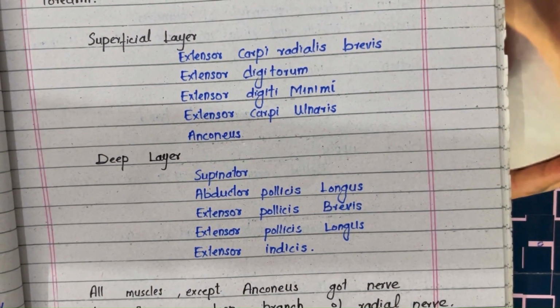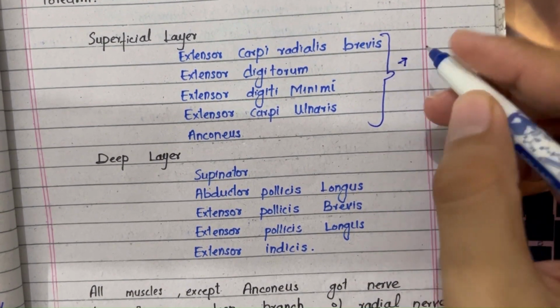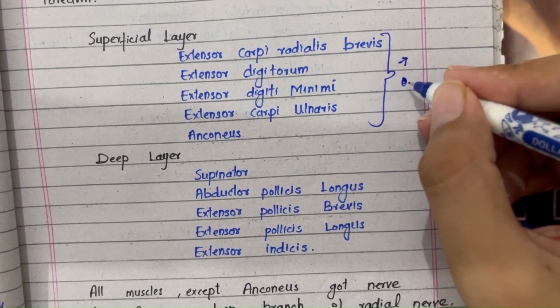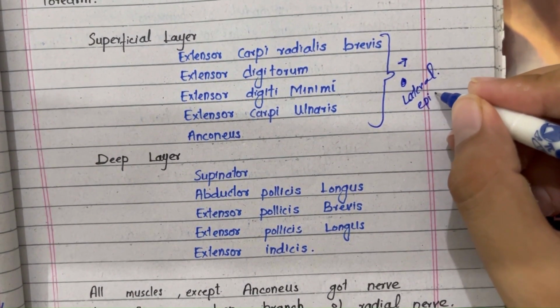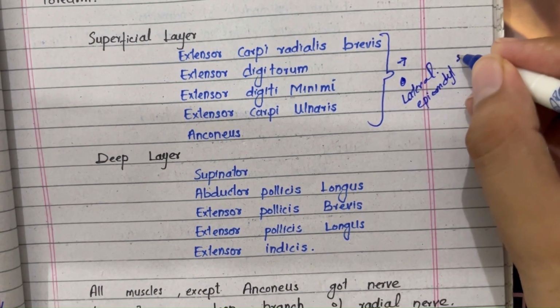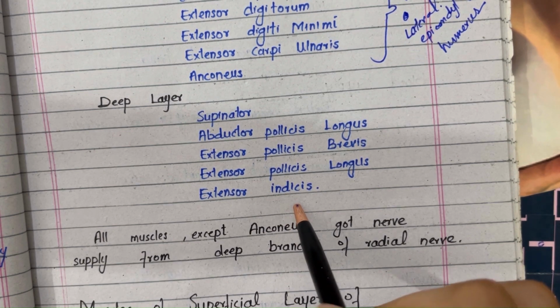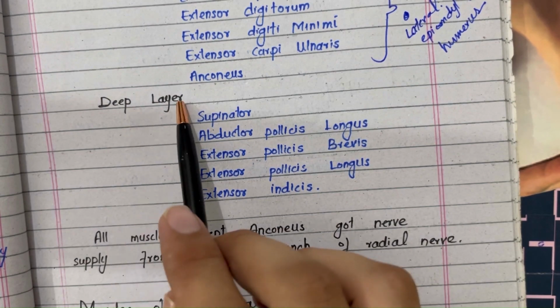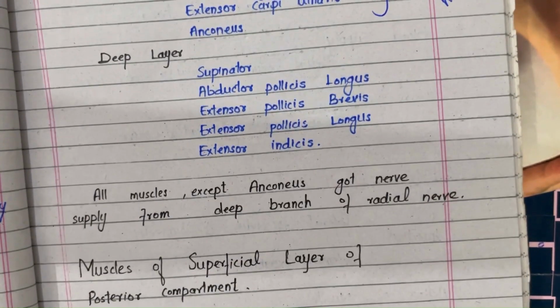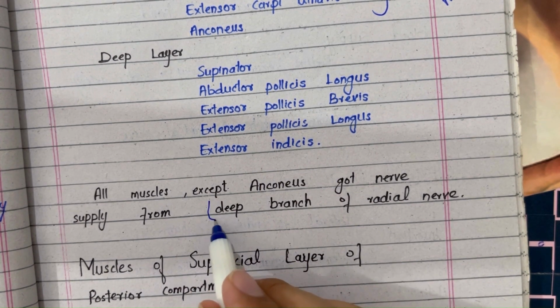Students, the muscles of the superficial layer originate from the lateral epicondyle of the humerus. There are a total of 10 muscles in the posterior compartment of the forearm, of which 5 are in the superficial layer and 5 are in the deep layer. All muscles of the posterior compartment are innervated by the deep branch of the radial nerve except the anconeus muscle.